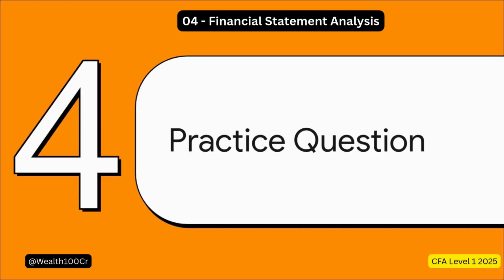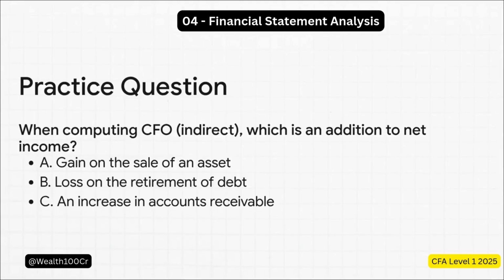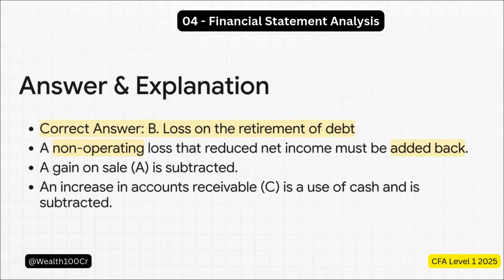All right, theory is great, but let's see how this plays out in an actual exam-style question. Take a second and read this carefully. The key phrases are indirect method and addition to net income. So we're starting with net income, and we're looking for something we need to add back. Go ahead and think it through. So did you get it? The correct answer is B, a loss on the retirement of debt.